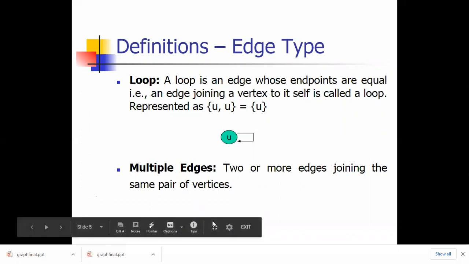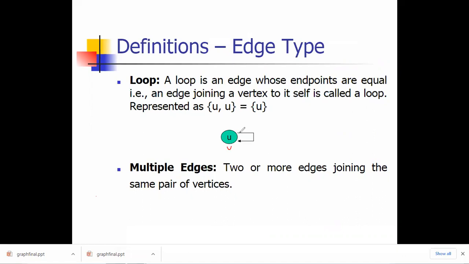Okay, so you can easily see here, U is pointing to U. Isn't it? U is the one vertex and it is pointing to U again. So suppose this is the vertex name, that is U, it is connected to itself. This is called as a loop.